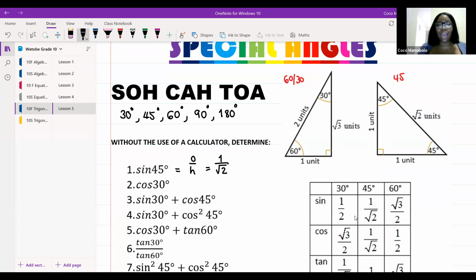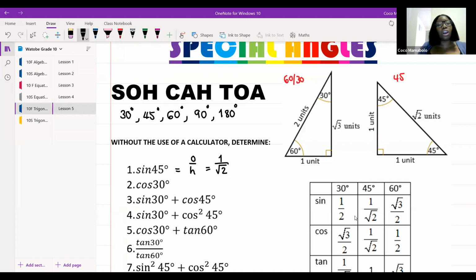We're not going to use our calculators. We're not going to need them. It's going to be 1 over root 2, or as Gugu says, root 2 over 2. There's a reason for that. It's called rationalizing the denominator. We don't do that in grade 10, we do that in grade 11. But we're going to be looking at it from that perspective.